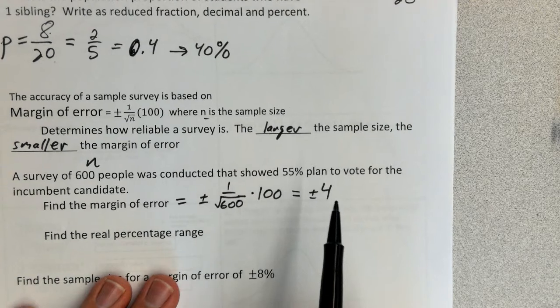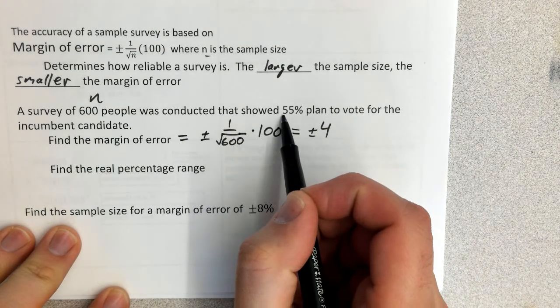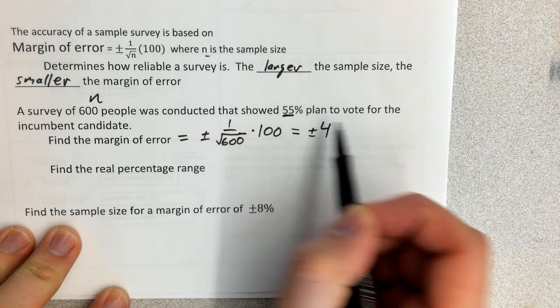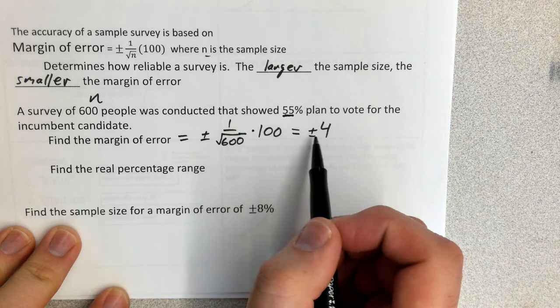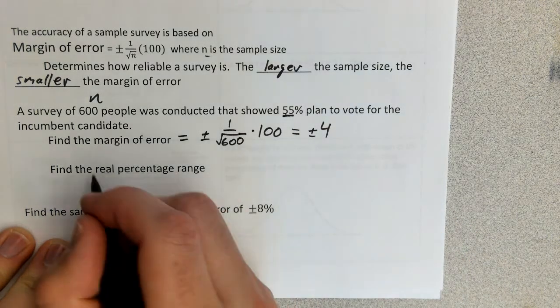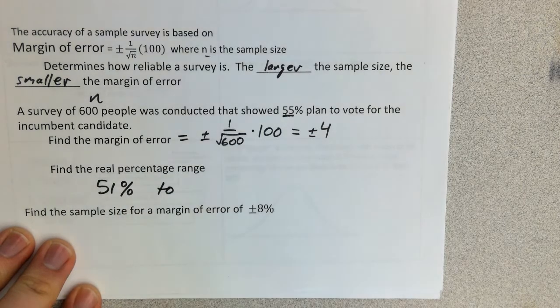Okay, so then to get the range, the range of the percentages shows we've got 55% plan to vote for the incumbent candidate. Well, that's good. That could be off in either direction by plus or minus 4%. So the range is going to be from 51% to 55 plus 4, so that was 55 minus 4, up to 55 plus 4, which is 59%.